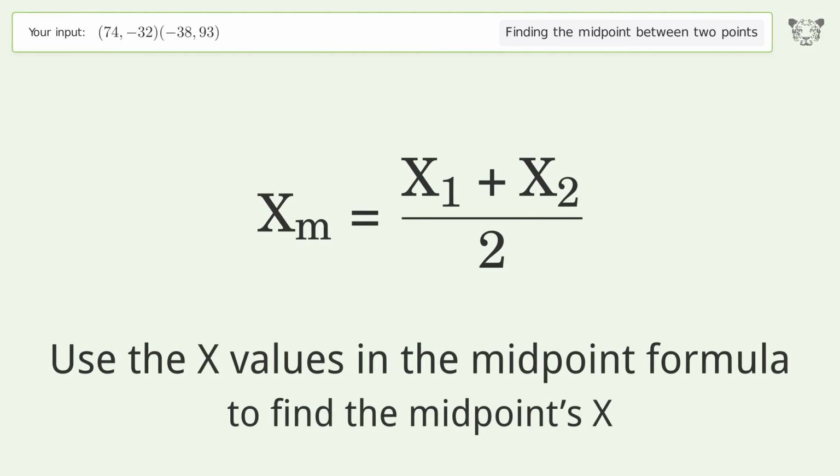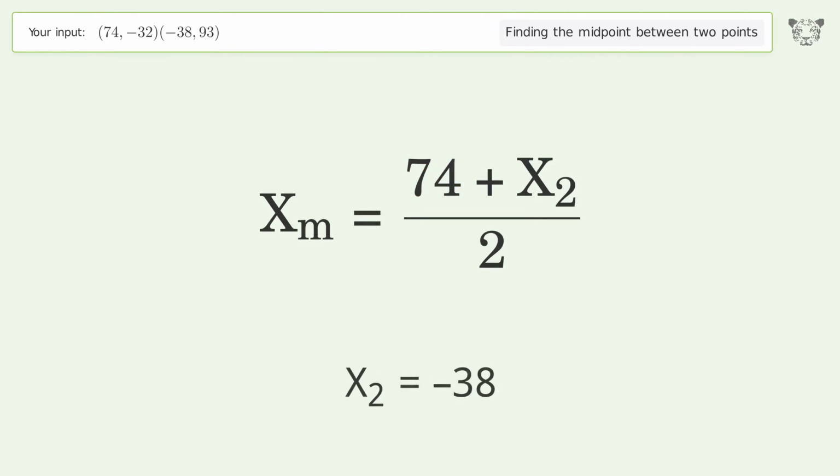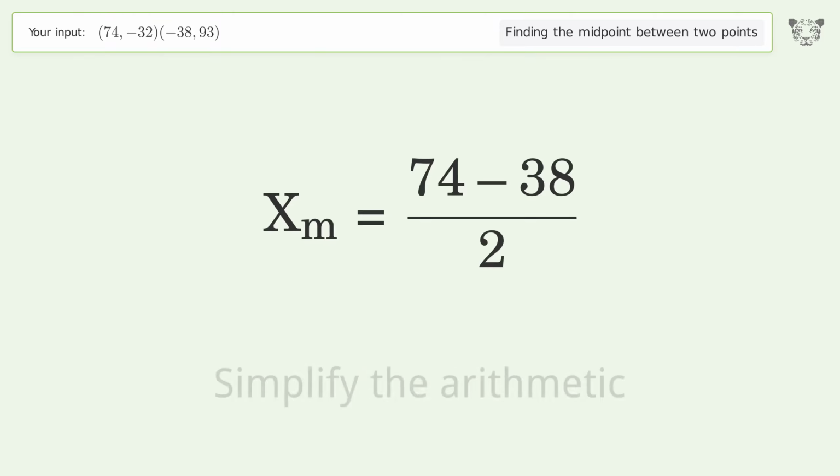Use the x values in the midpoint formula to find the midpoint's x. x1 equals 74. x2 equals negative 38. Simplify the arithmetic.